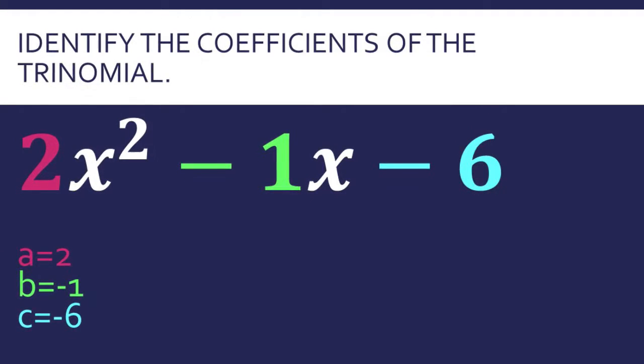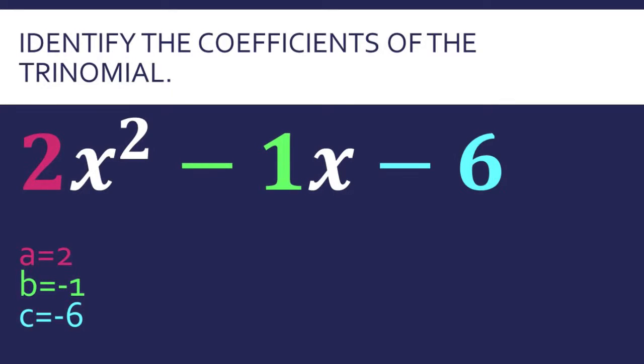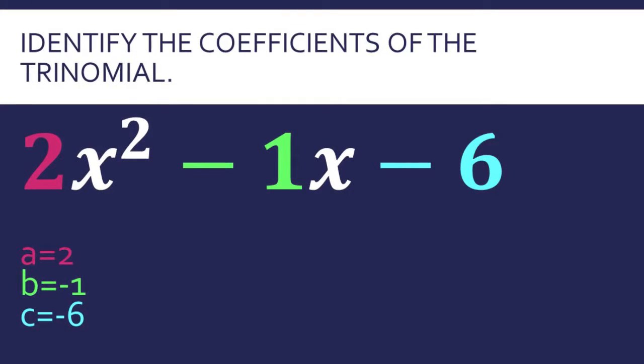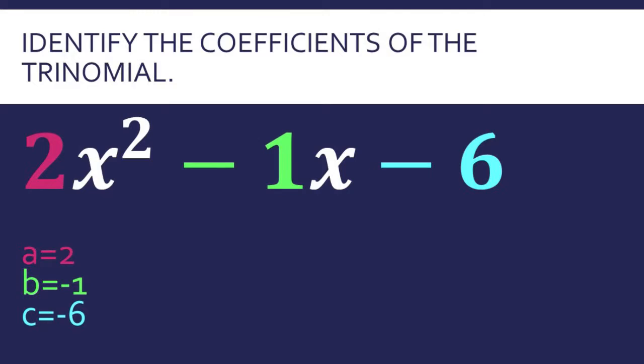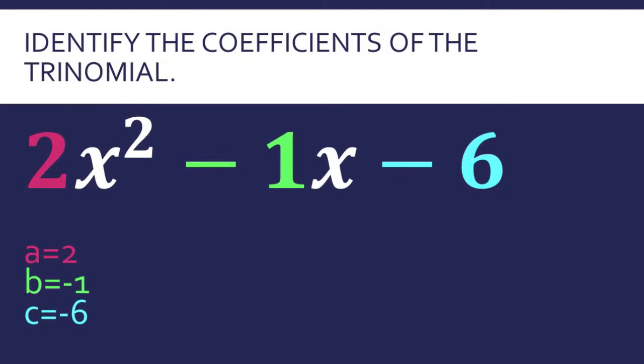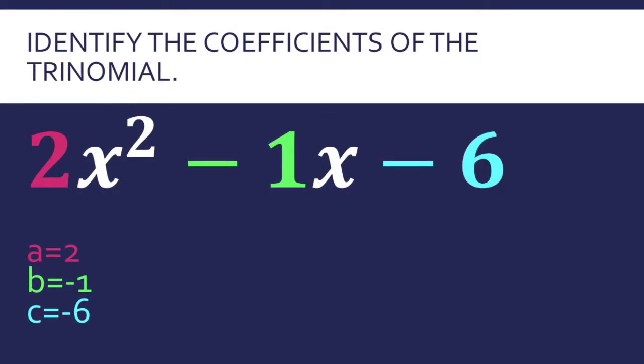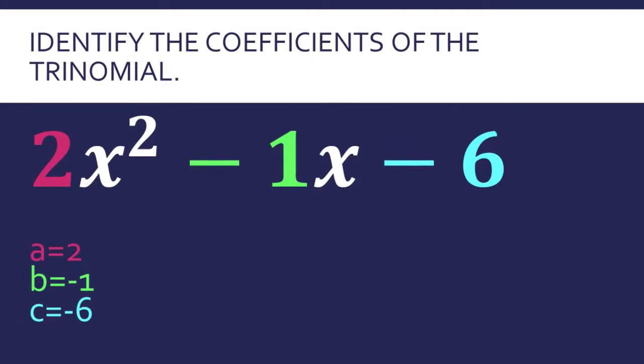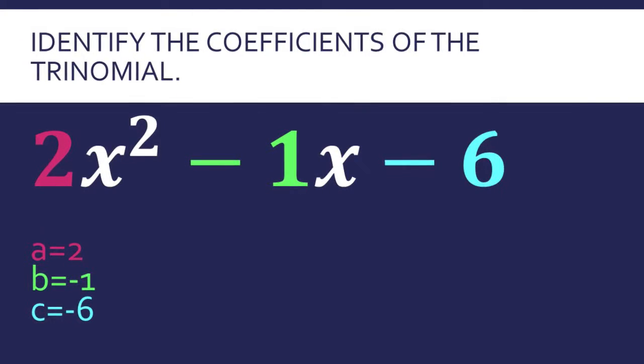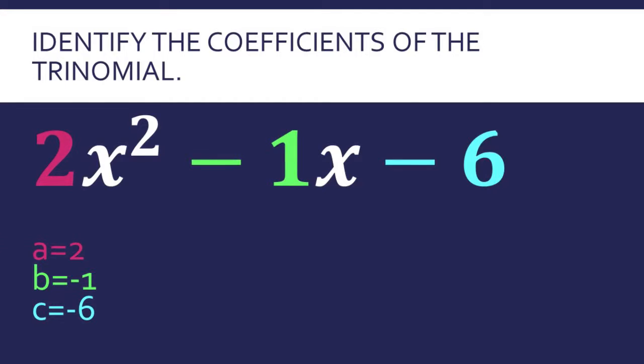Notice a is in front of the x squared term, b is in front of the linear term, and the constant is written last. The color coding above shows coefficients and which part of the trinomial they go with. Pink with the x squared term, thus 2. Green with the linear term, thus -1, and blue with the constant, thus -6.